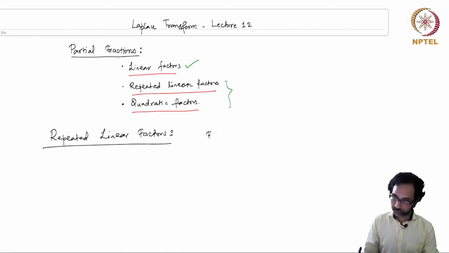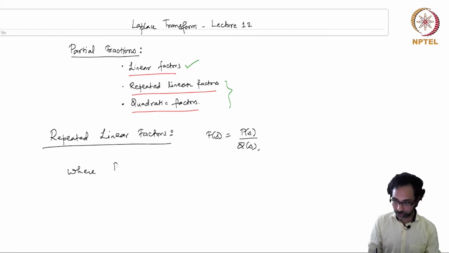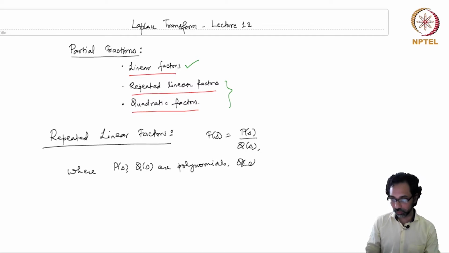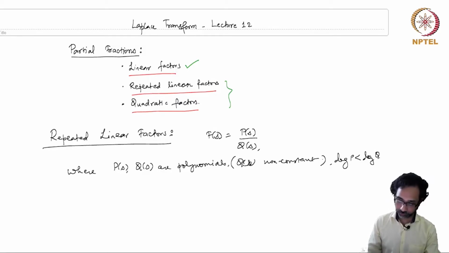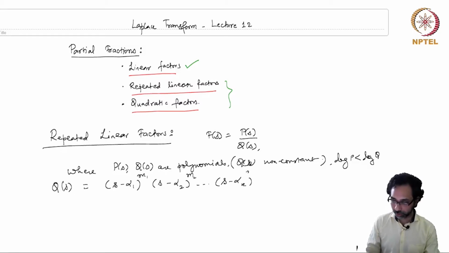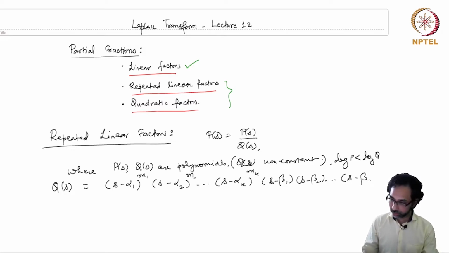So remember that these functions were rational functions of the form P(s) over Q(s), where of course P(s), Q(s) are polynomials, Q(s) we do not assume to be constant, it is non-constant, and the degree of P is less than the degree of Q. Here Q(s) is of the form (s minus alpha 1) to the power m1 times (s minus alpha 2) to the power m2, up to (s minus alpha k) to the power mk, and then you have (s minus beta 1), (s minus beta 2), up to (s minus beta L).